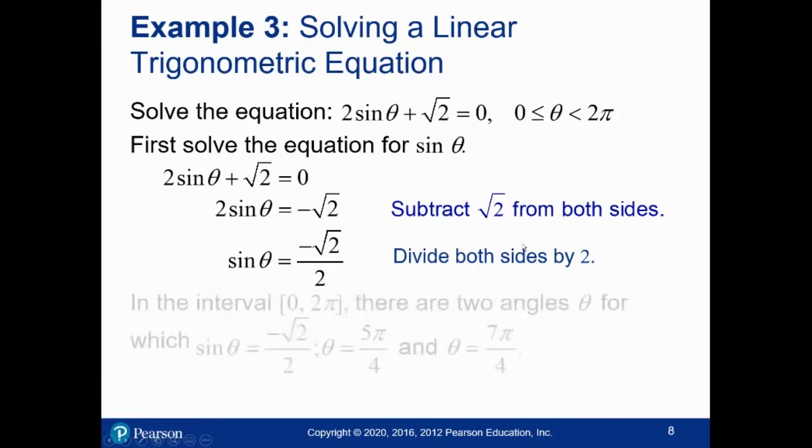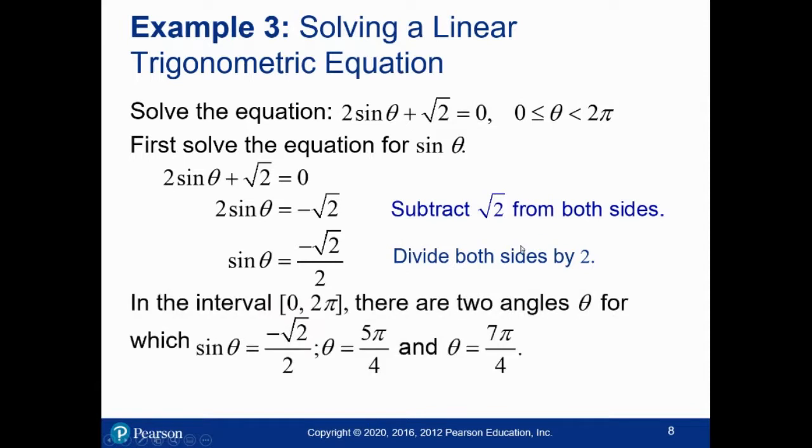So let me remove my work. Okay, there they are, the two solutions in between 0 and 2 pi, 5 pi over 4 and 7 pi over 4.